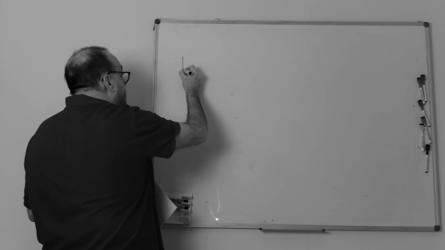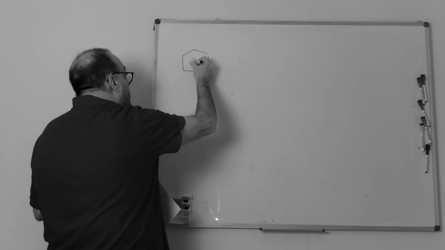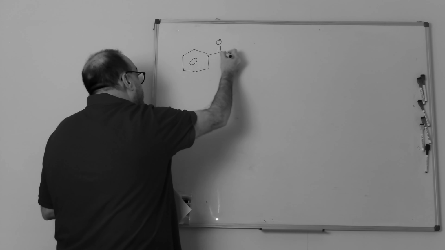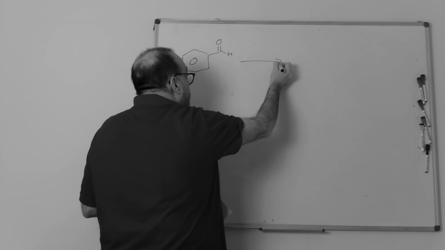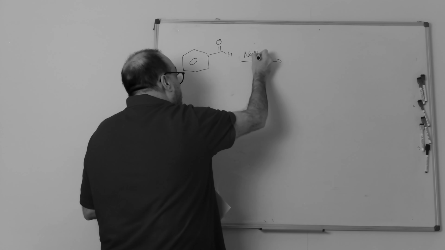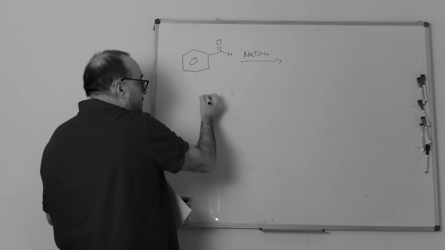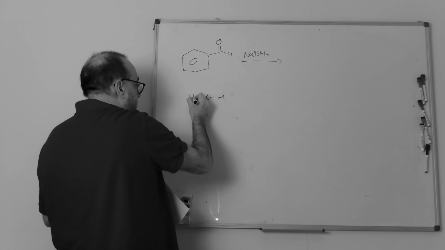We will start with the first exercise: write the products of the following reactions. The first is benzaldehyde, and we react it with sodium borohydride. Remember the mechanism?